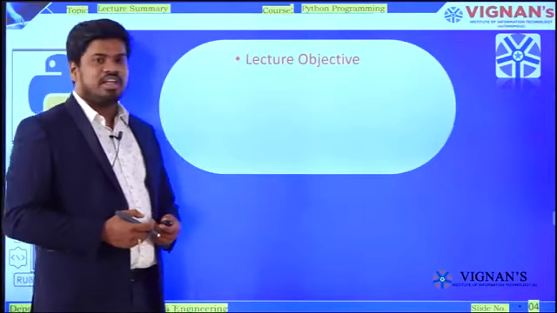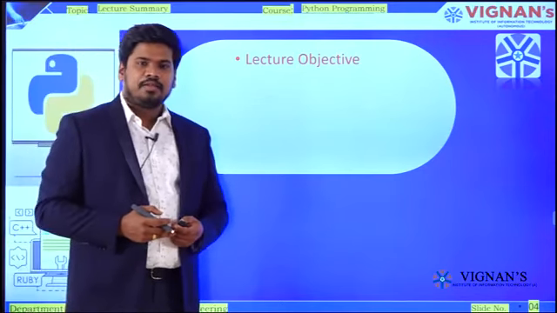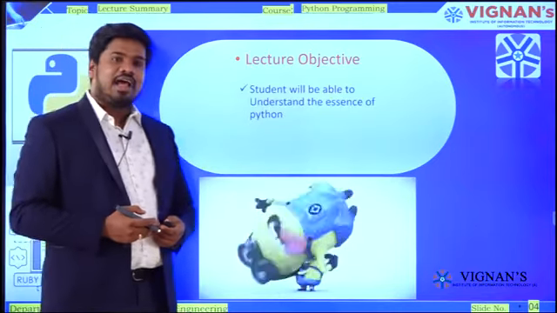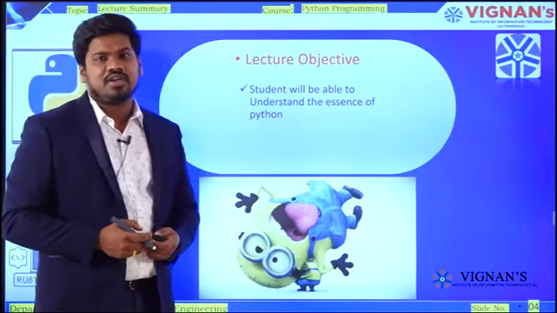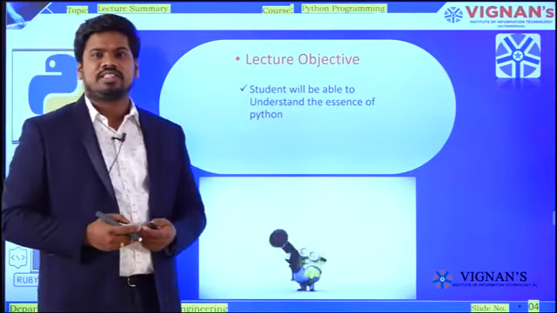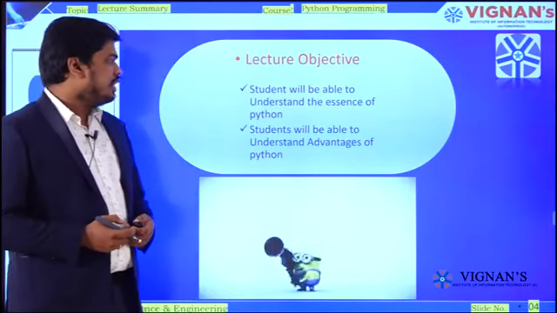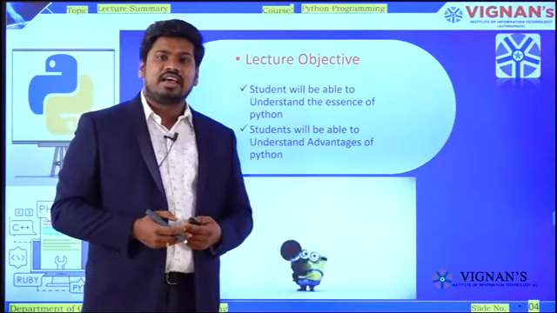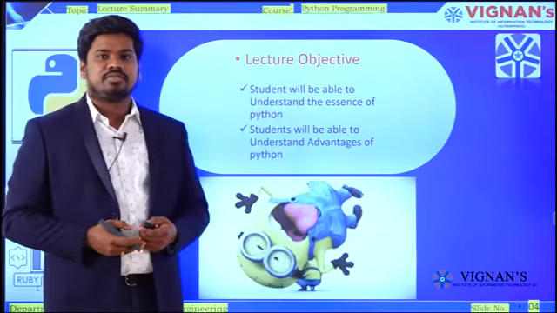Next, we will talk about the lecture objective. What is my lecture objective? By the end of this lecture, you have to understand the basic essence of Python. That is my first objective. The second is that you have to understand the various advantages of Python. These are my two objectives to reach by the end of the lecture.